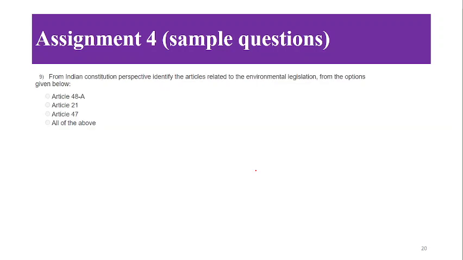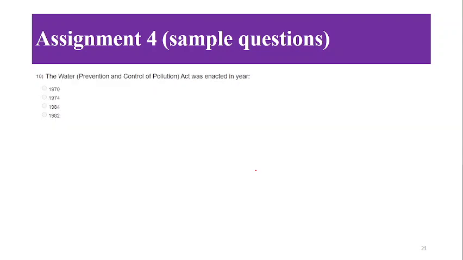Next is, from Indian constitution perspective, identify the articles related to the environmental legislation from the options given below. So as discussed earlier, all of these options are correct. Article 48A, Article 21 and 47 are given in the constitution to safeguard our environmental resources. So all of the above are correct here. And the Water Prevention and Control of Pollution Act was enacted in India in the year. Can anybody give me the answer for this if you have gone through the material?